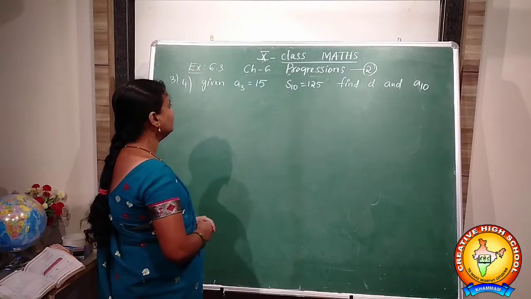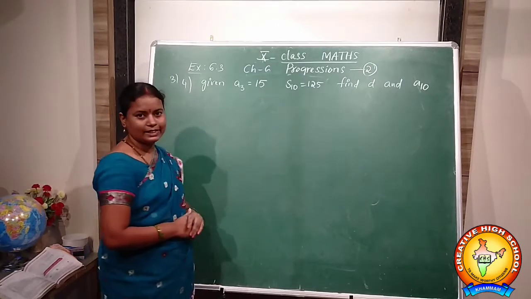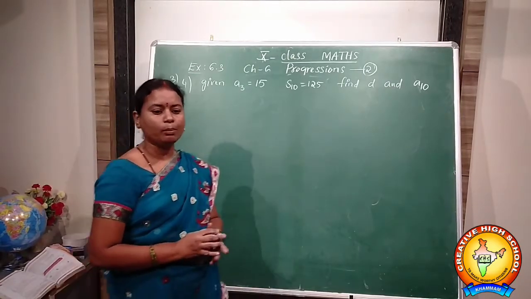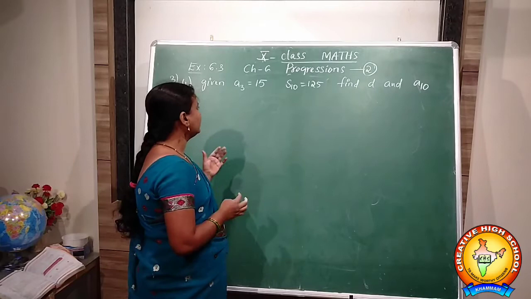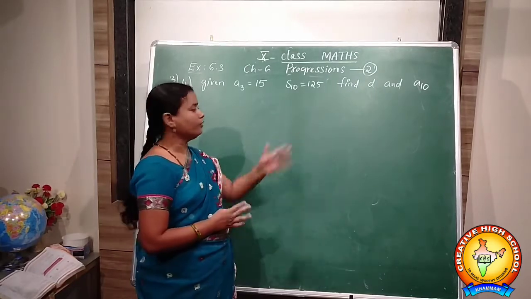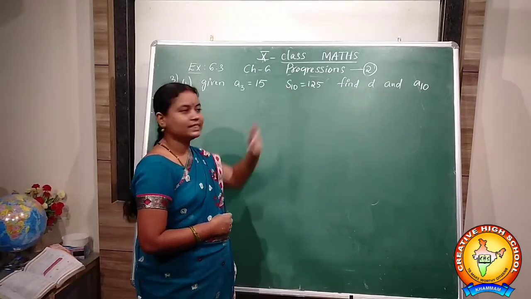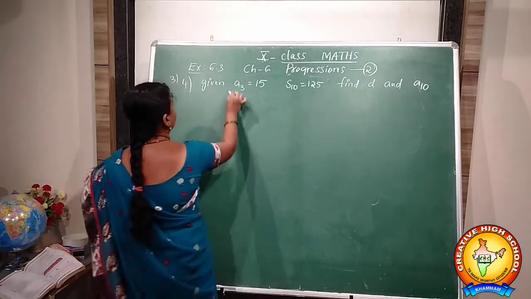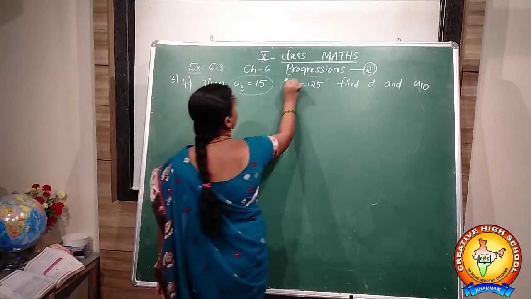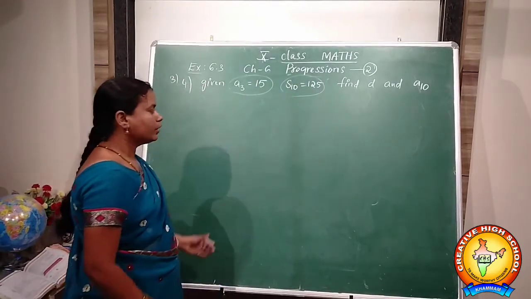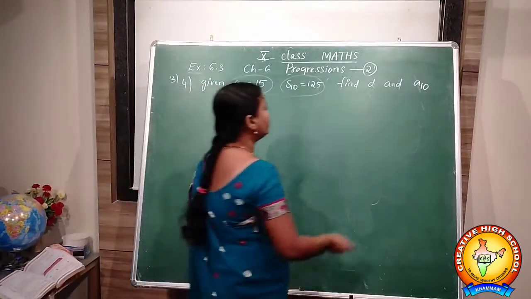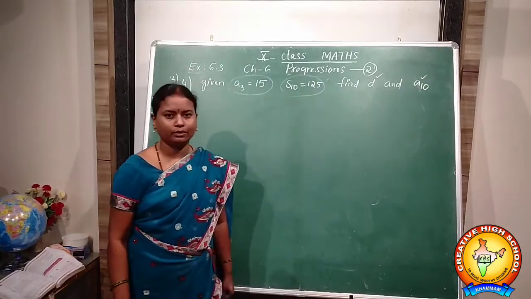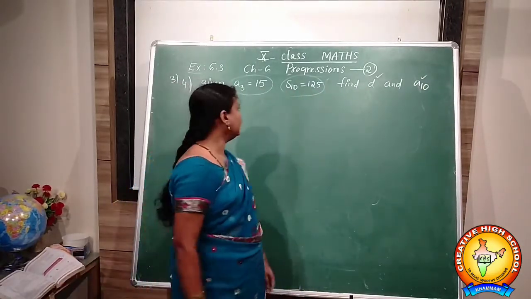See here, given that A3 is equal to 15, S10 is given. So actually in our previous problems, we were finding just a, d, n values, and after that we found the Sn value. But here S10 is given, that is 125. From these two pieces of information only, A3 is equal to 15 and S10 is equal to 125, we have to find the value of d and also the value of A10. Okay, now let us see.